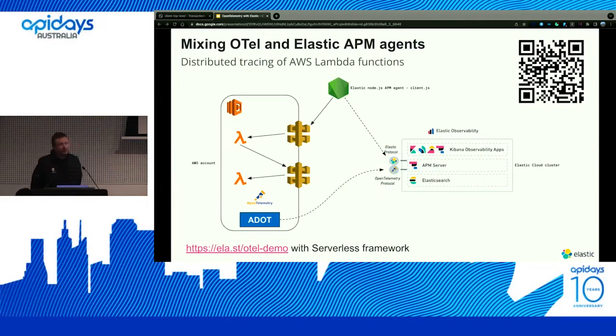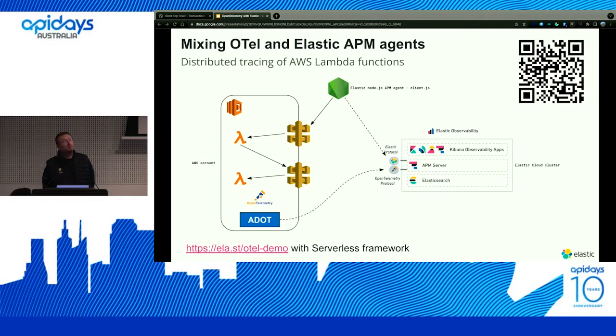First and foremost, there's a link to a how-to and a blog post that describes how you can mix and match Elastic APM agents and create distributed tracing between OpenTelemetry and Elastic agents. I've got a Node.js Elastic agent calling an API gateway and tracing two lambdas, generating a trace. If you're interested, you're more than welcome to check out the blog post.